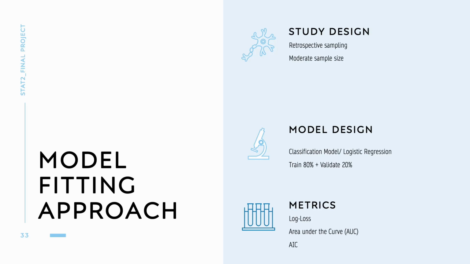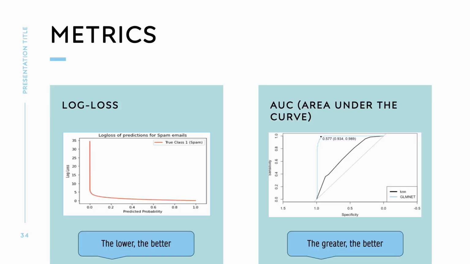To determine the best fitting additive logistic regression model, we will employ 3 metrics: log-loss, AUC or area under the curve, and AIC or Akaike information criterion. The AIC will serve as a benchmark for the model's informational efficiency, with a lower AIC indicating a better model. On the left side is a plot of log-loss versus the predictive probability. The log-loss measures the accuracy of a classifier by penalizing false classifications. Lower log-loss indicates predictions that are closer to the actual class labels, with perfect predictions achieving a log-loss of 0. In other words, lower log-loss equals more accurate predictions.